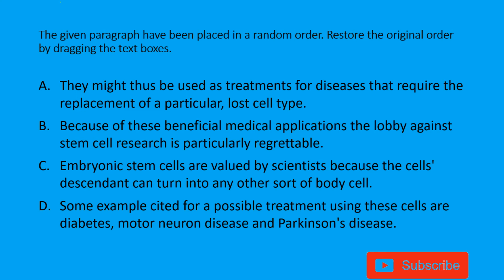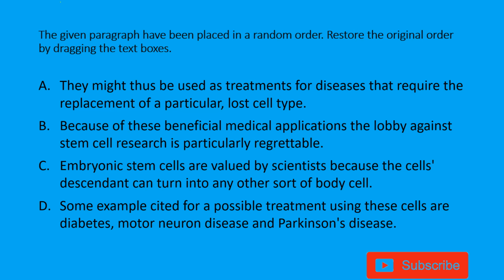Now they are giving the example of the possible treatments in option D. So our first sentence is C, embryonic stem cells. Now the second one is A, because they are talking about the embryonic stem cells. They can be used as a treatment for diseases. Next, the third one would be D, because in this one they are giving the example of those treatments. So what we are only left with is option B.